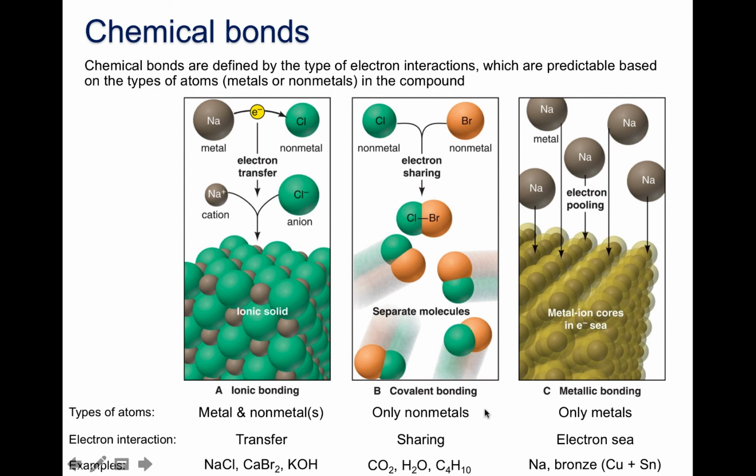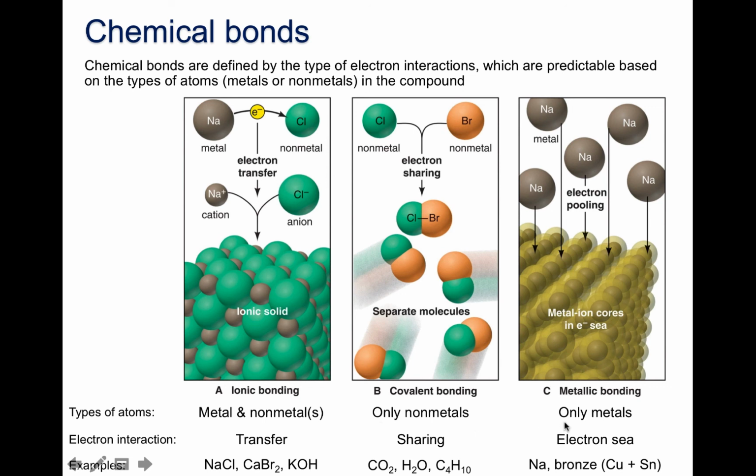We've also already talked about covalent bonding, where there's going to be sharing between electrons. Remember, nonmetals do not like to give their electrons away because they have a high ionization energy, but they do like to gain electrons. And so what they will do is they will share their electrons with other nonmetals. And so if you only have nonmetals, you would expect there to be covalent bonding.